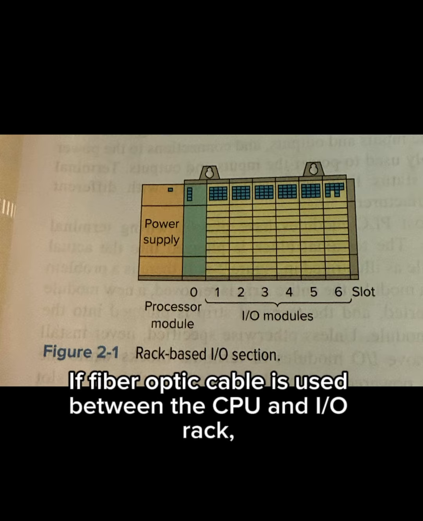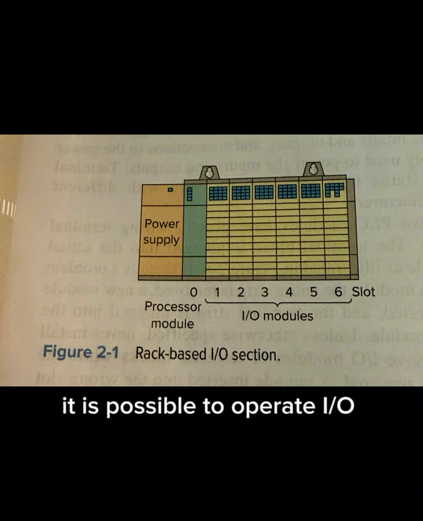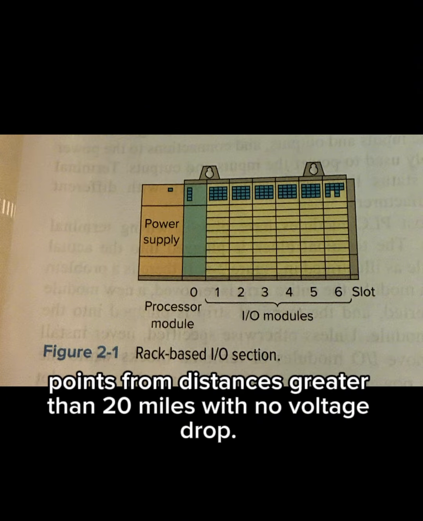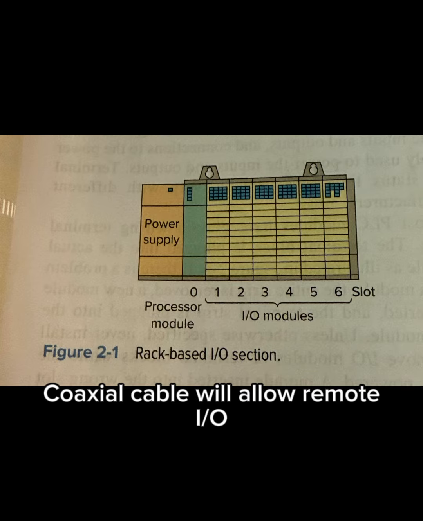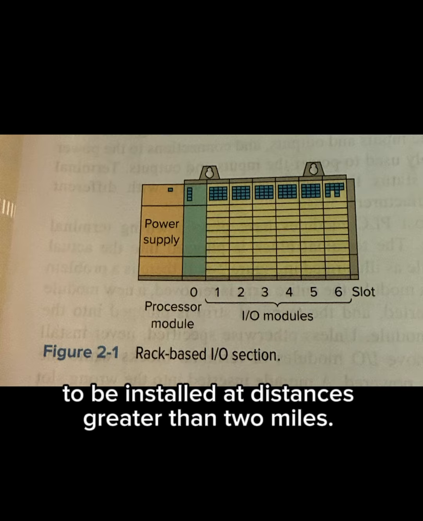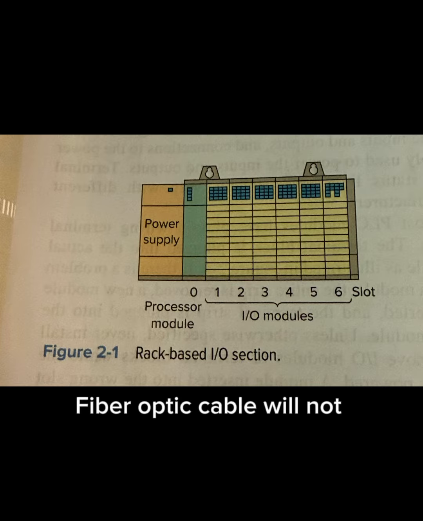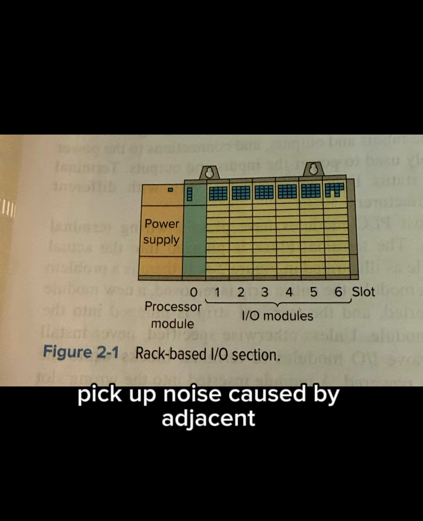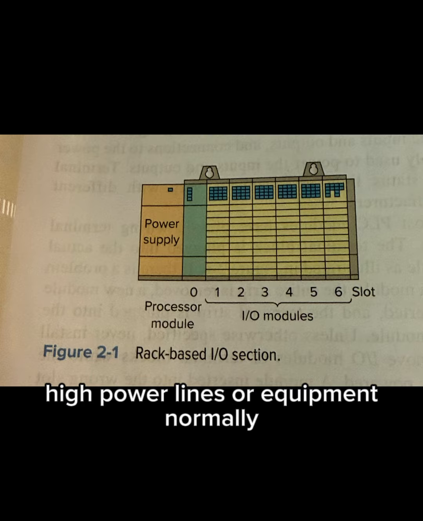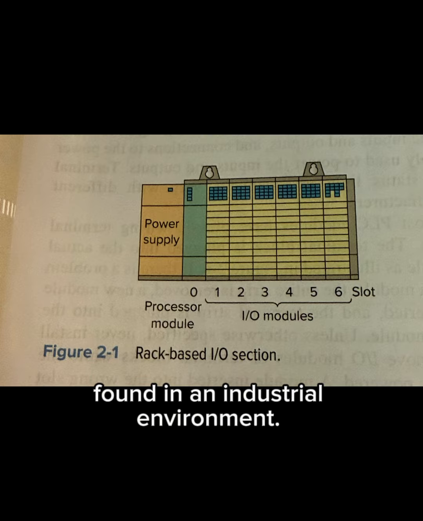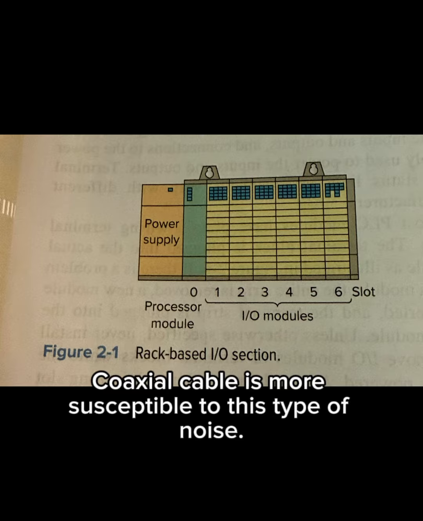If fiber optic cable is used between the CPU and I/O rack, it is possible to operate I/O points from distances greater than 20 miles with no voltage drop. Coaxial cable will allow remote I/O to be installed at distances greater than 2 miles. Fiber optic cable will not pick up noise caused by adjacent high power lines or equipment normally found in an industrial environment. Coaxial cable is more susceptible to this type of noise.